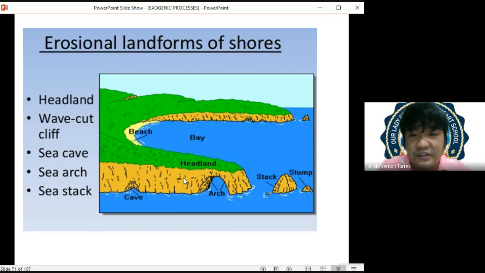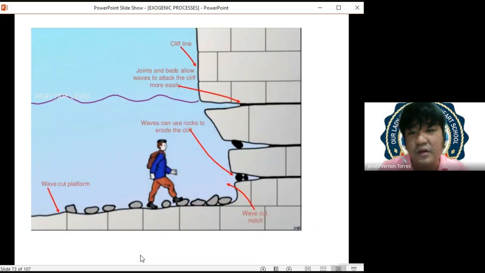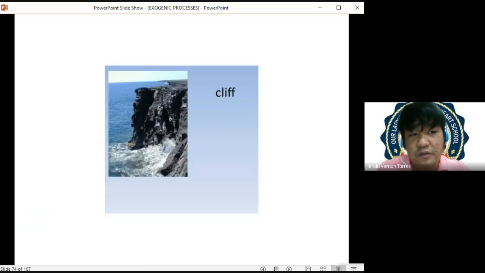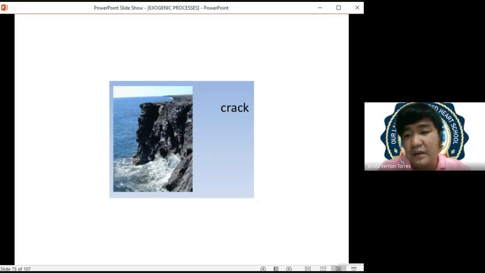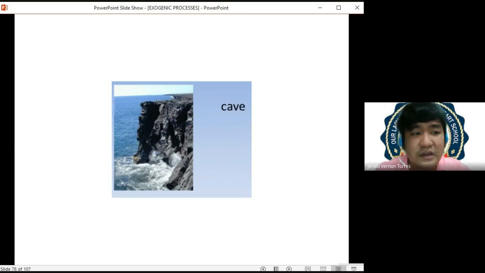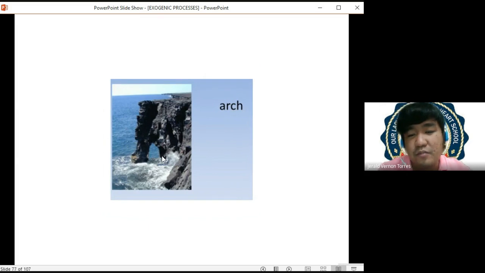Another thing you need to consider is our erosional process. It is able to produce your cave, your arch, your stack and stump. Let me show you how it is formed. We start with the headland or cliff. Once it starts to erode, of course there are cracks first. After cracks, especially due to hydraulic action, there's formation of a cave already. So we have a cave, then we can form an arch.